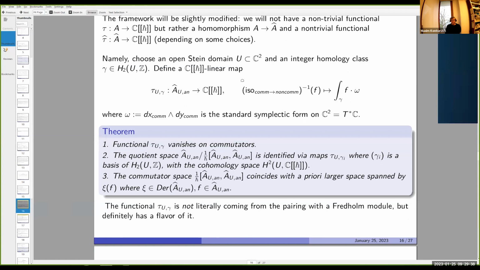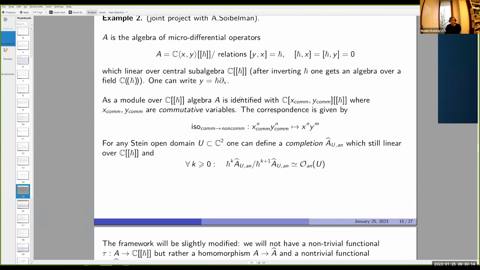So what will be our completions and functionals? For any open Stein domain in C2 and for any integer homology class in second homology, we have a linear map over series in H bar. So it's a trace function not based on C but on series in H bar, for this quantized algebra in the formal sense, given in the following way. I recall you get this isomorphism for commutative and non-commutative, and it also works for the completed case.